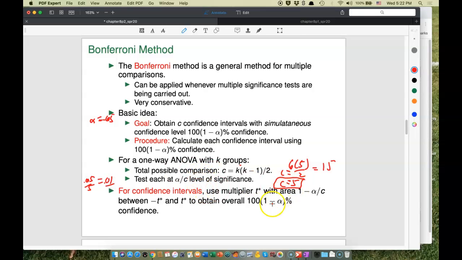Okay, and if we were doing a confidence interval, we would again divide the alpha by c, so we'd have 1 minus 0.01, so we'd be using a confidence level of 0.99 to obtain an overall 100 times 1 minus 0.05, or 95% level. Each comparison is going to be done at the 99% level in that case. All right.